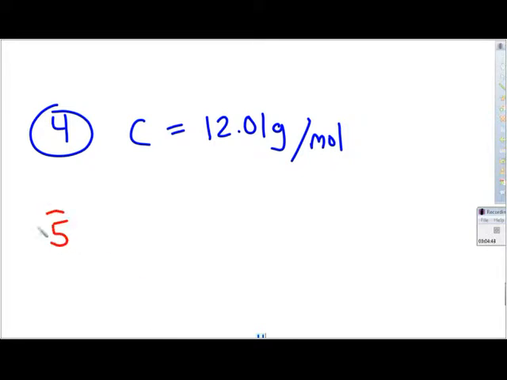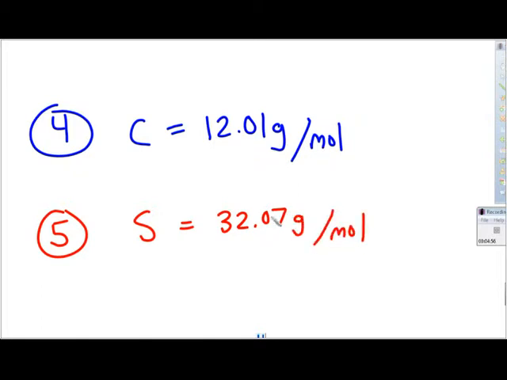We'll do one more. If we have 1 mole of sulfur, sulfur is number 16, 1 mole would weigh 32.07 grams per mole. So for every 602 sextillion sulfur atoms, it's going to weigh 32.07 grams. Alright, so calculating the molar mass of an element is pretty simple. If you check out the next part of the tutorial, we'll get into calculating the molar mass of compounds, which is a little trickier, so I encourage you to do that.